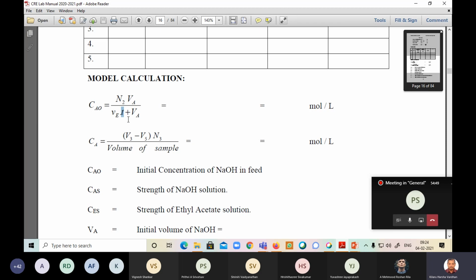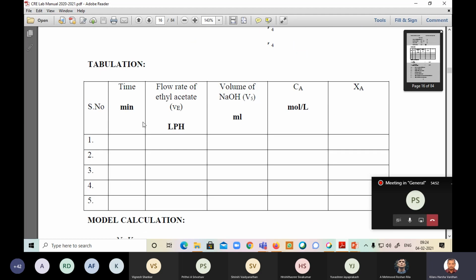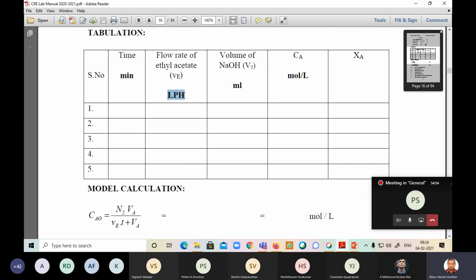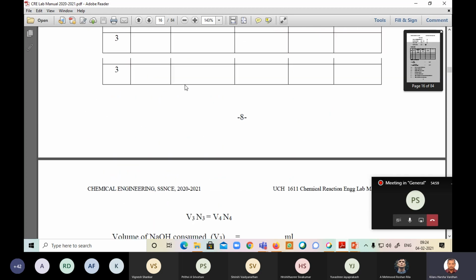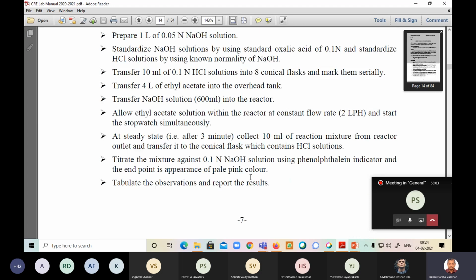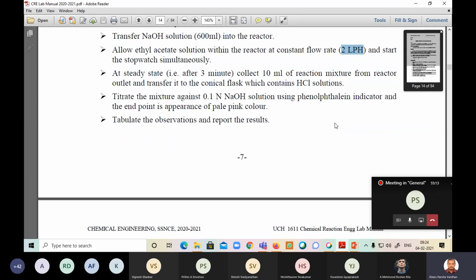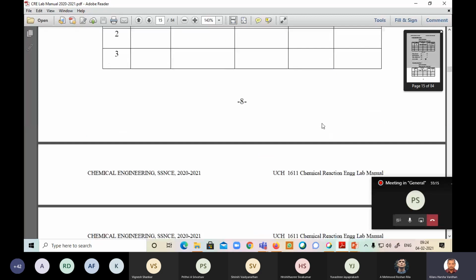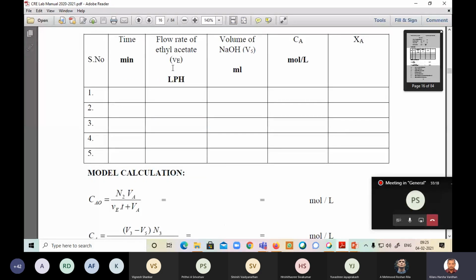So volume of ethyl acetate, you have to calculate from the flow rate. Flow rate is given in LPH. Here the data set is giving 5, but in the procedure I gave it as 2 liters per hour. So you use whatever is given in the procedure. Don't use whatever is given in the data set, especially this value. In data sets, I think it is given as 5. That time the procedure was 5. So now we changed to 2. So you put it as 2.